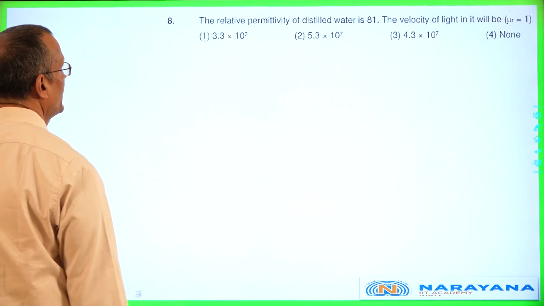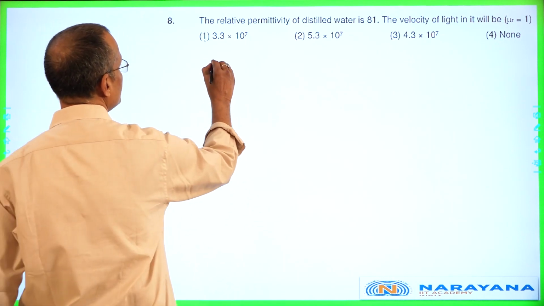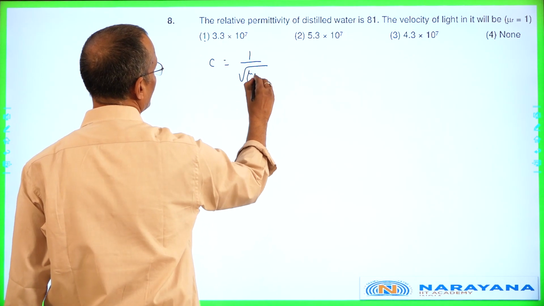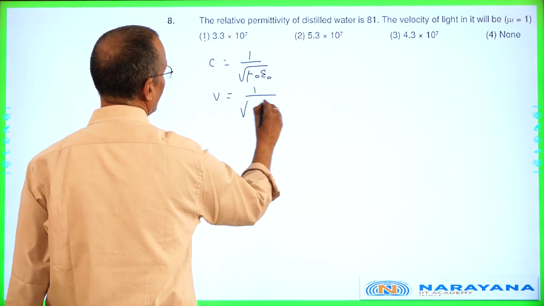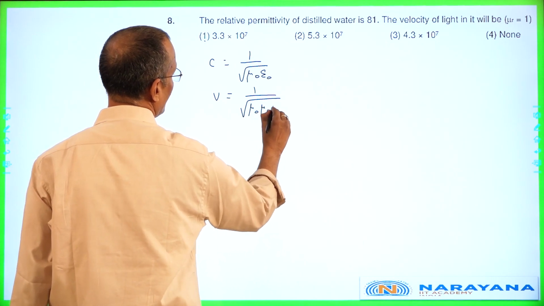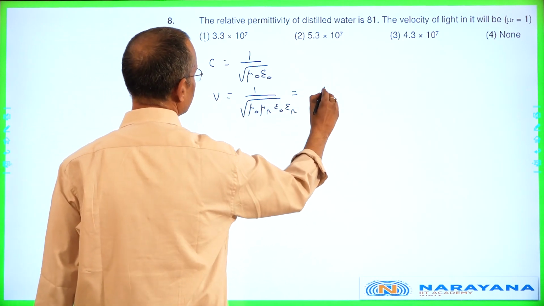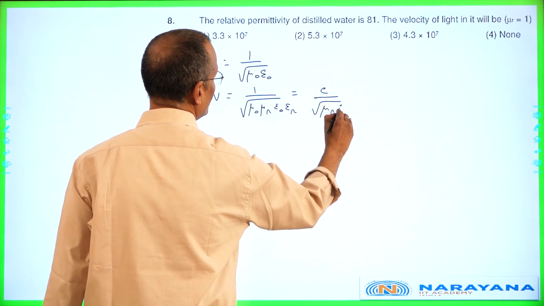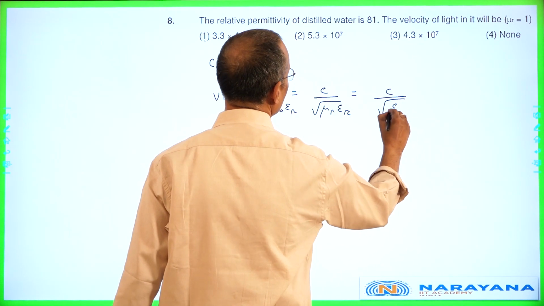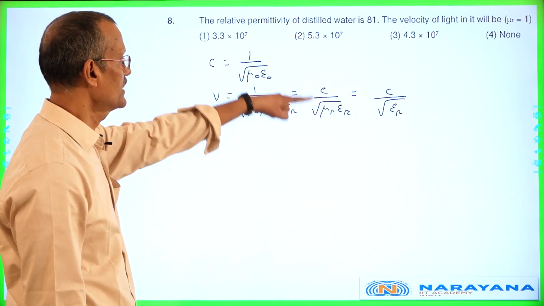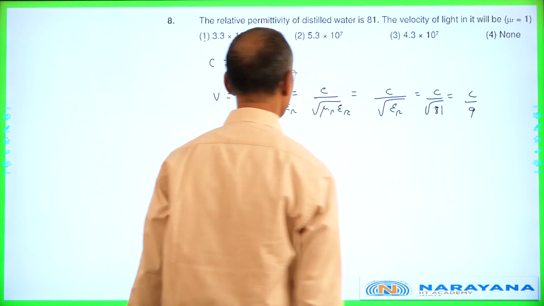Moving to question number 8 now. Relative permittivity they had given you, mu r they have given you 1. So C equal to 1 by under root mu naught epsilon naught. V will be equal to 1 by under root mu epsilon, mu naught mu r, epsilon naught epsilon r. 1 by under root mu naught epsilon naught is C, so C by under root mu r epsilon r. Mu r is 1, so it will be C by under root epsilon r. Epsilon r they had given you 81, so it will become C by root 81, which is C by 9.